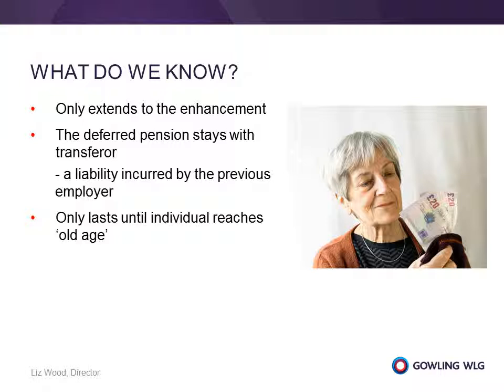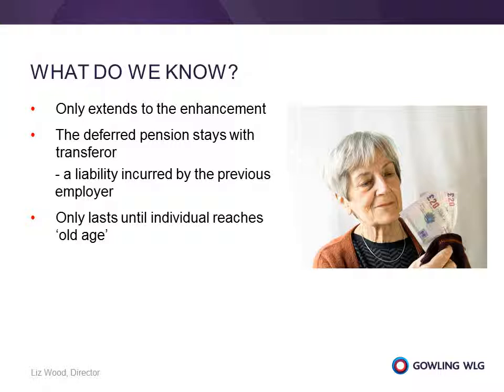The judge in Procter & Gamble also said that this enhancement only lasts up to the date of the member's normal retirement age. So essentially at the point at which the member reaches their normal retirement age, be that 60 or 65 under the scheme rules, for example, that then becomes an old age benefit. So it's essentially morphing in nature, and it then falls under the pension exemption again. So it's an old age benefit that then remains with the transferor. So again, that restricts the transferee's potential liability here.